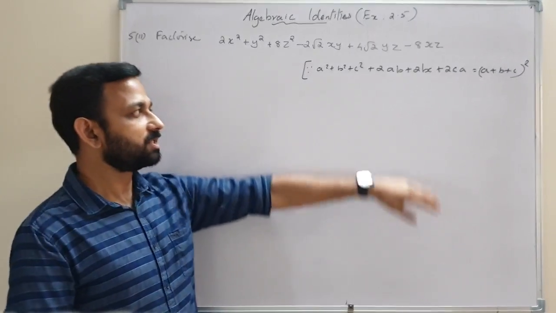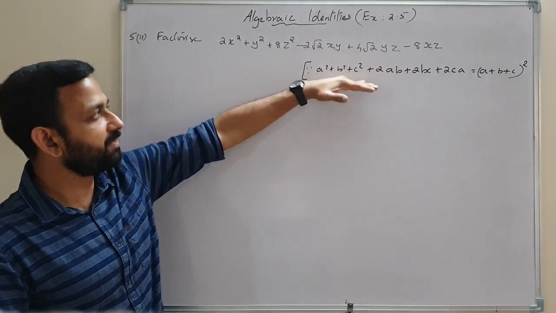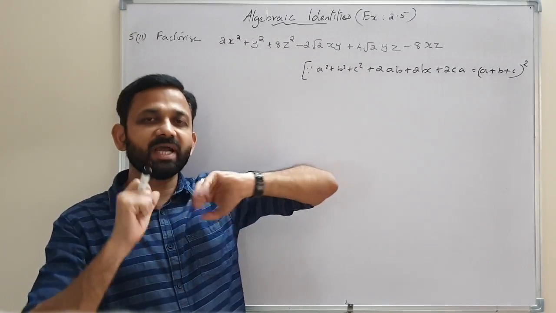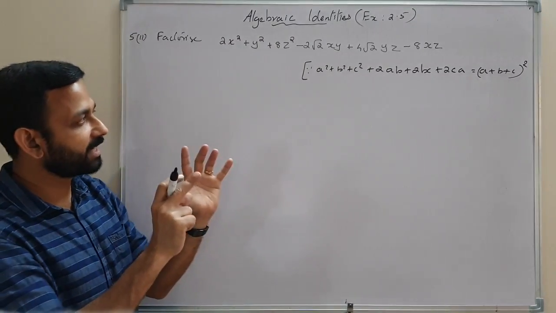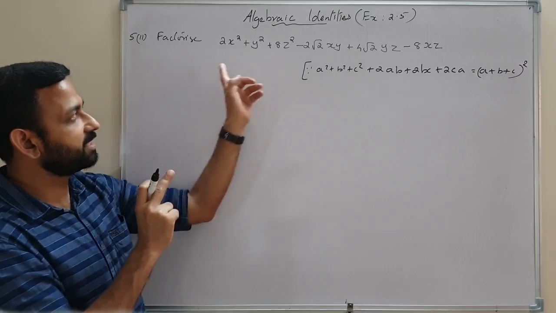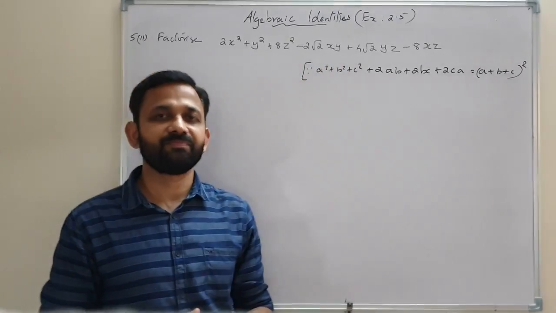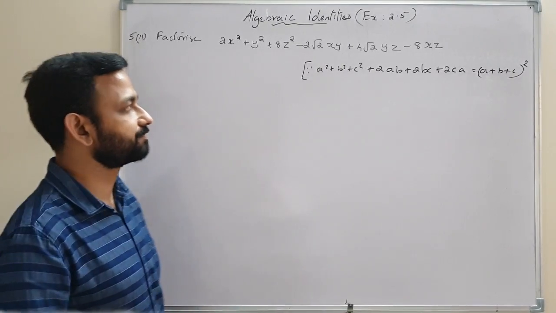So the corresponding identity we need to find from the question. If we are familiar with the identities, we can easily find out the identities suitable for the given question.